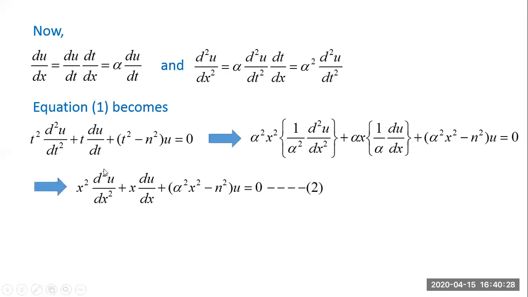So we get x square d square u by dx square plus x du by dx plus alpha square x square minus n square into u equal to 0. Let me call this 2.